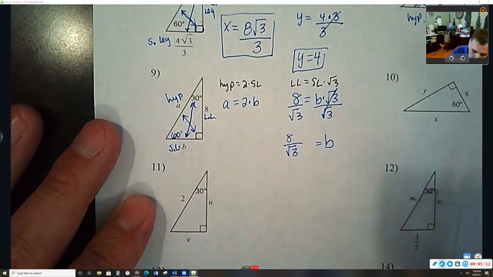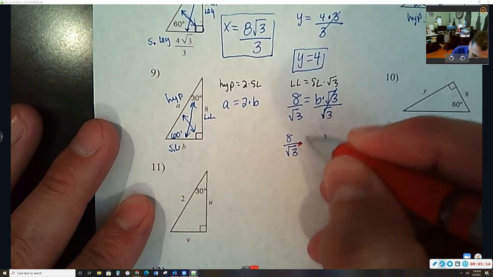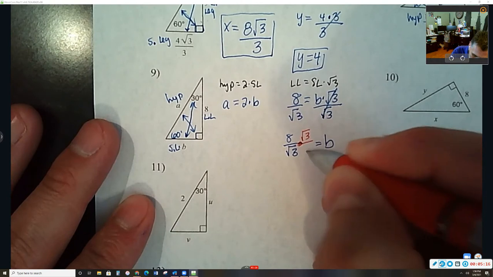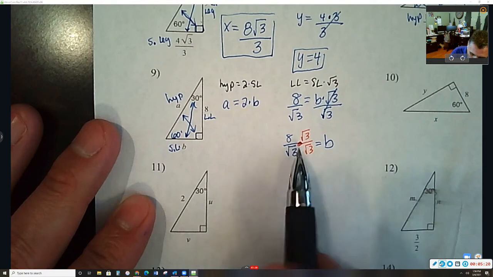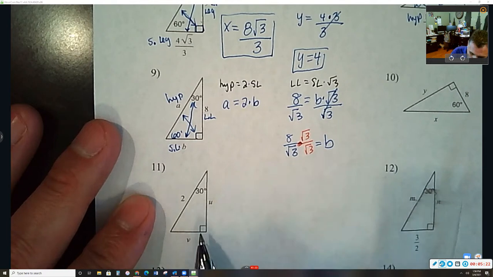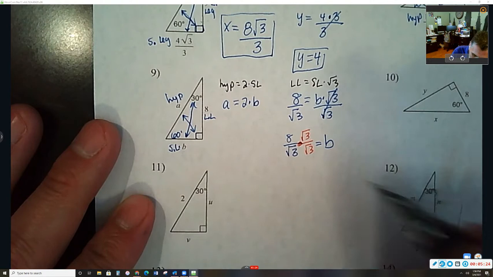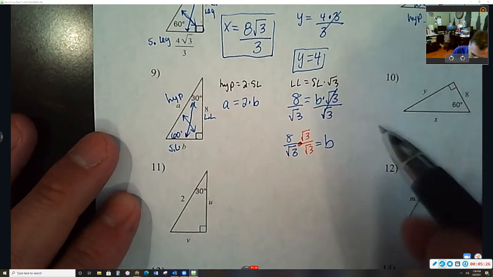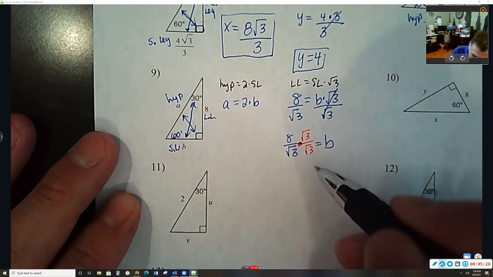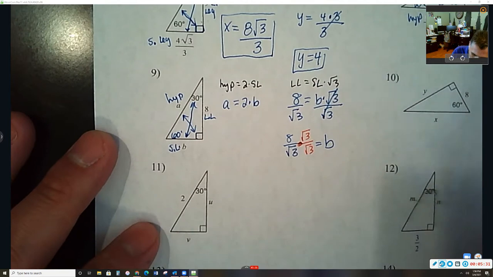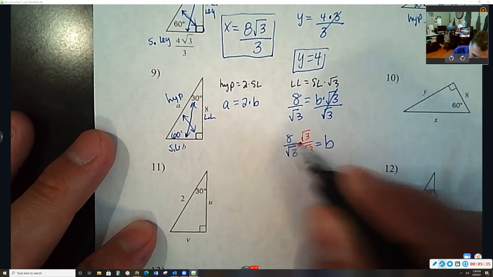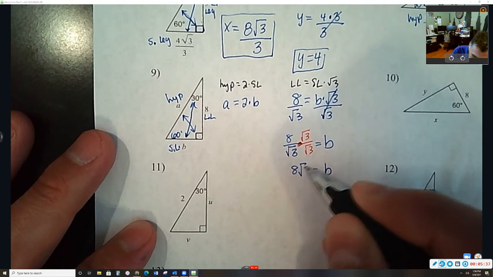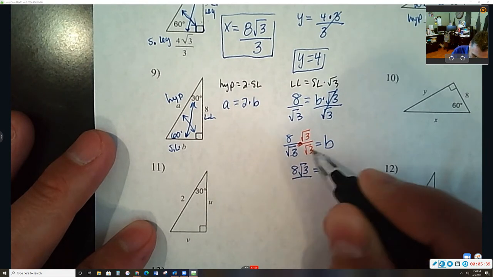And then you should tell yourself, hey, I can't leave the square root of 3 in the bottom, so I need to multiply the top and the bottom by the square root of 3. And then we simplify that. I'm running out of space. I don't want to keep going down because then I'm going to get into number 11. I guess I'll just do it. On top I have 8 square root of 3, and then on the bottom I just have 3.